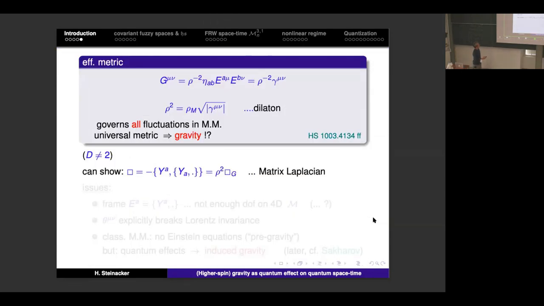So there is this extra object which will play the role of a dilaton, and so the metric has this form. And it turns out that this metric governs not only these transversal fluctuations, it also governs the longitudinal, the tangential fluctuations, so it also governs the gauge field, and basically it governs all the fluctuations in the model. So it's a universal metric, and if you have a universal metric, that's the hallmark of gravity, right? So this is some kind of a gravity theory.